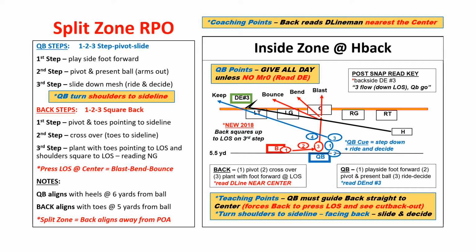Running back's going to take a 3-step technique where the first 2 are with his feet pointing towards the sideline, but then on that 3rd step he wants to be right down the midline of where the quarterback's set up with his toes pointing straight into the line of scrimmage, his shoulders square to the line of scrimmage. He's going to go ahead and go right to the center. If that is open, he'll just take it. If not, then he starts to have his outs as bending it back to the A gap, and then he can bounce that all the way back to the B gap if needed. Again, we want to think give all day unless there is no Mr. Zero, then we can read that defensive end.